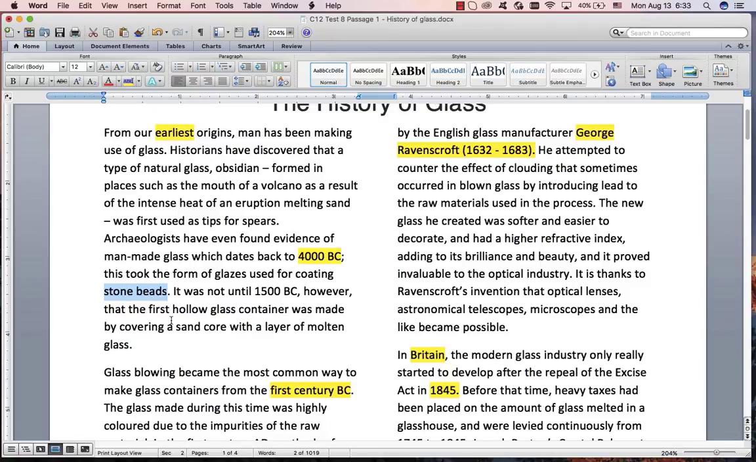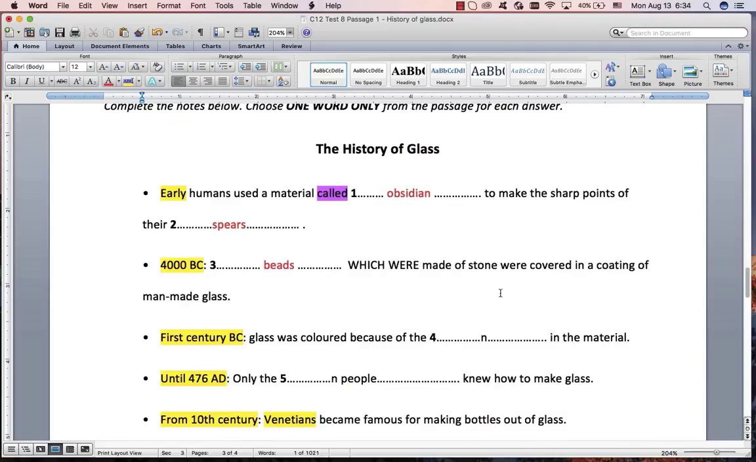I'll say a glass bottle. It means the bottle was made of glass. A paper book. The book is made of paper. So the beads were made of stone, not the glazes. Again, the most important thing to notice is this were told us that it was plural. So that gave us only two options.